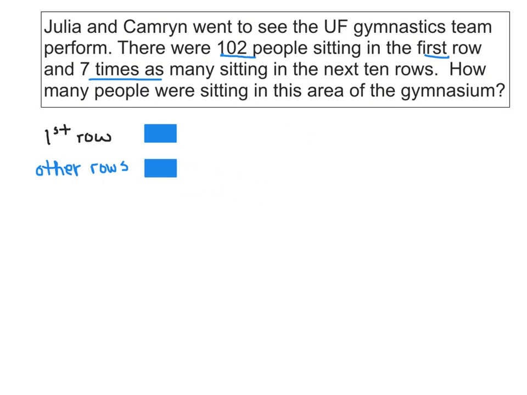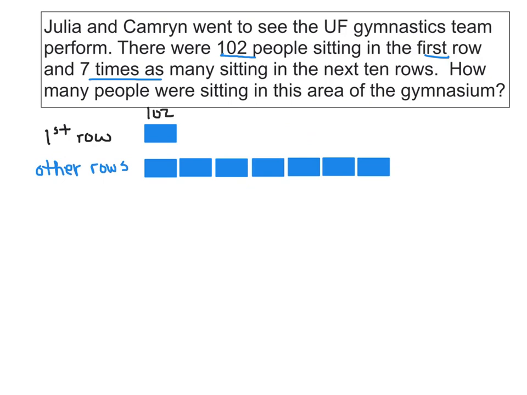1 times as many, 2 times as many, 3 times as many, 4 times as many, 5 times as many, 6 times as many, 7 times as many. Now my story shows that the other rows have 7 times as many as were sitting in the front row. I still need to put into my picture that there are 102 people sitting in the first row, so that was 102.